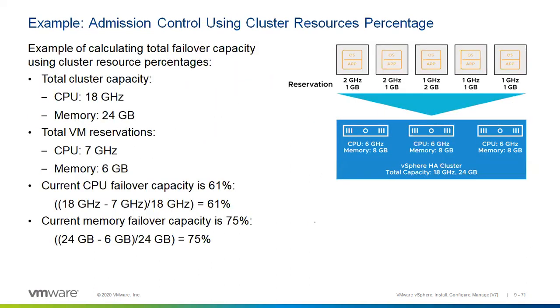All right. So here is an example of admission control using the cluster resource percentage. What I just described to you, this is the same example again. The total cluster capacity has 18 gigahertz of CPU, 24 GB of RAM. Out of this, if I say maintain one host failure, in this scenario maintaining one host failure means reserving approximately 33% out of 100% of the resources, right? So if I say one host reservation, it means that I am reserving this capacity. How much? I am reserving this capacity.